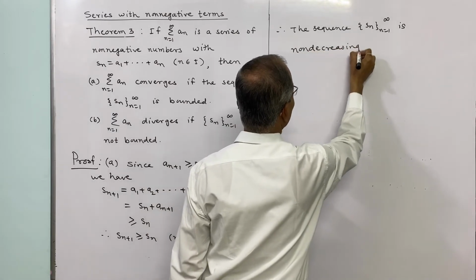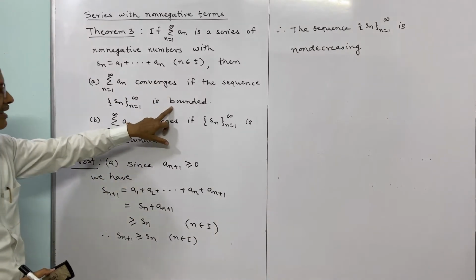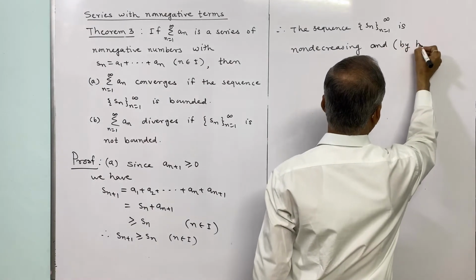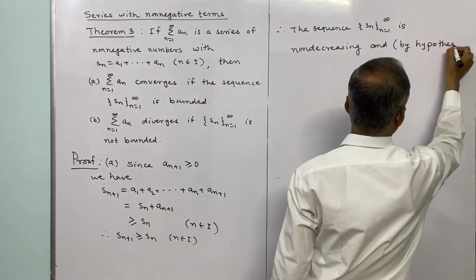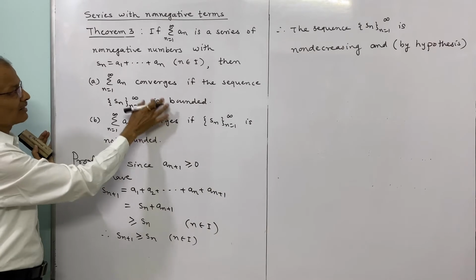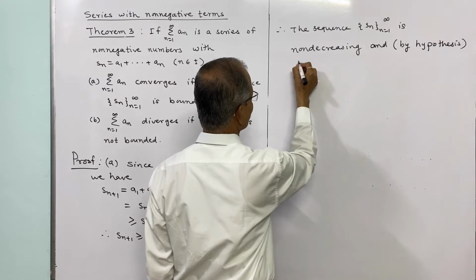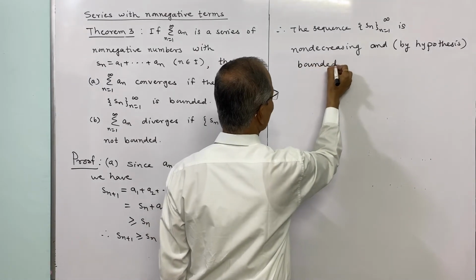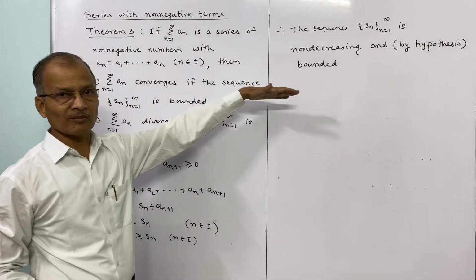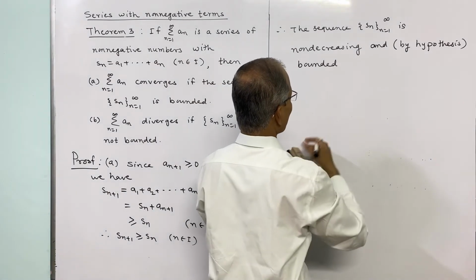Non-decreasing, and in the hypothesis of the theorem it is given bounded. We are considering the first part of the proof, so we have to assume it is bounded, and by hypothesis bounded. So thus what type of sequence Sn becomes? It is non-decreasing and bounded, which means it is bounded above.